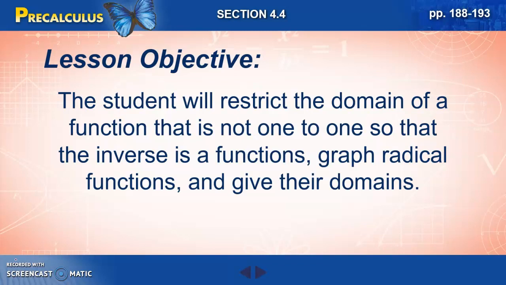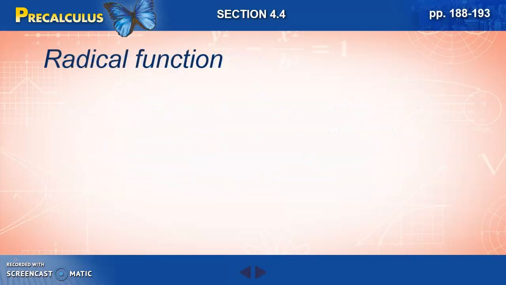Now remember, restricting the domain is just kind of like setting an interval, that you only want to look at one piece of the function. So we'll look at restricting the domain so that we can take the inverse of just that piece. That will come in handy when we're graphing radical functions as well.